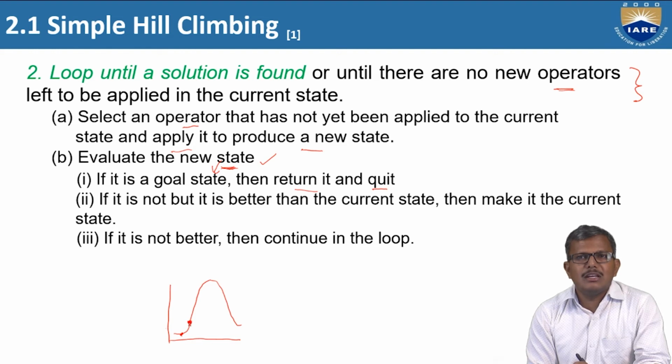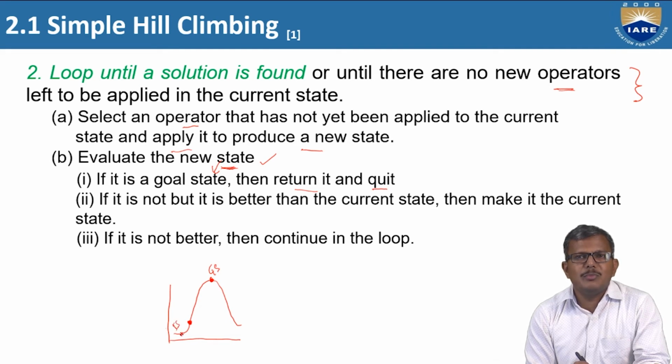So what we are doing? We are going to compare this new state with the goal state. So actually, what is our goal state? We need to identify the highest one, the peak point. This one is our goal state. From this point we have started our search process.